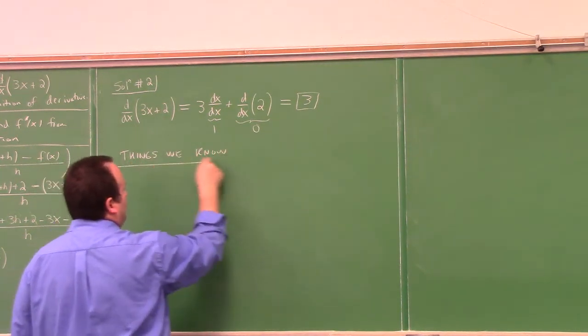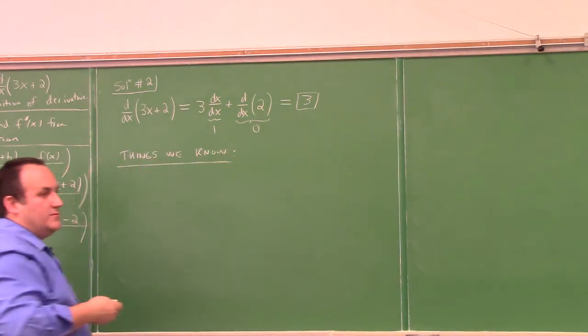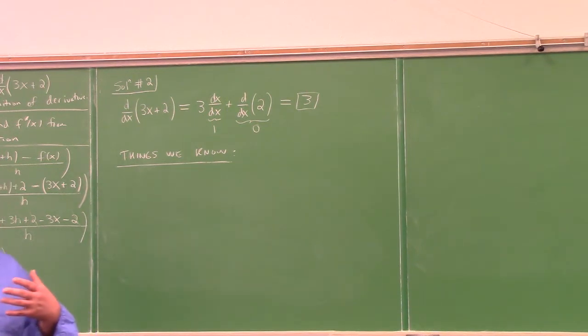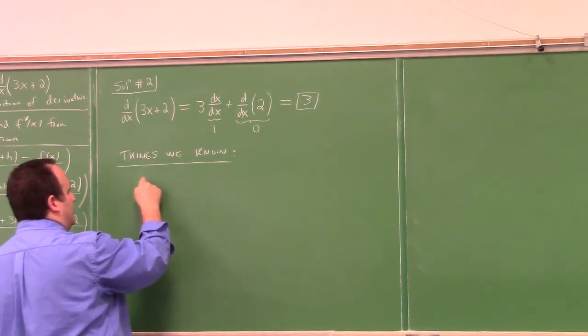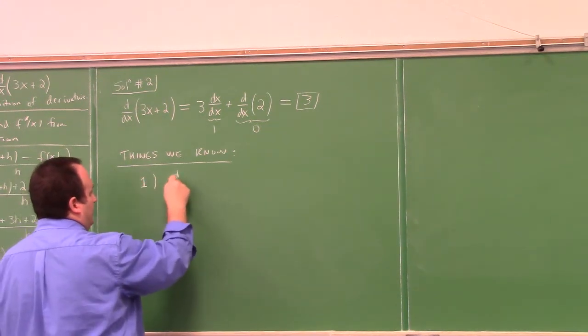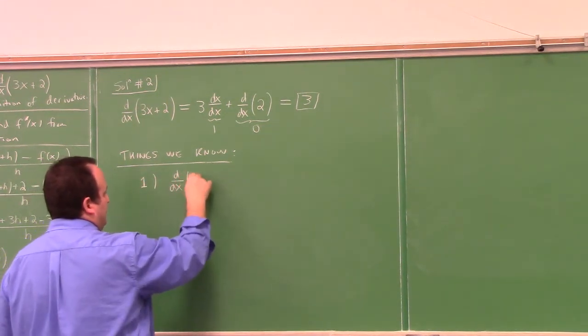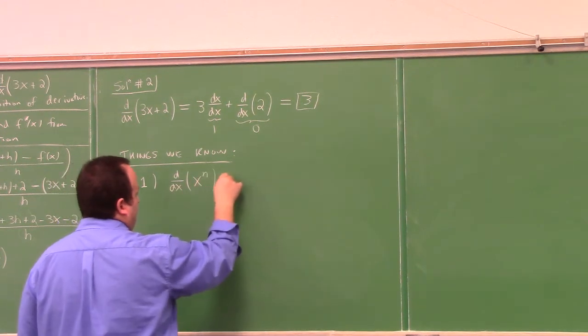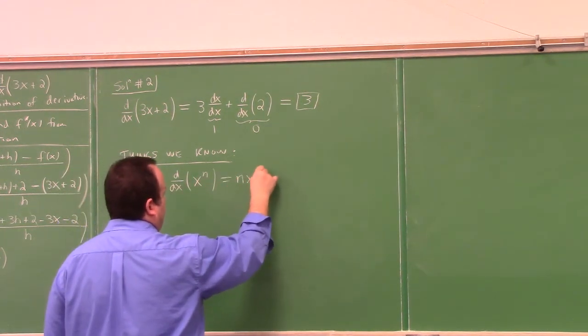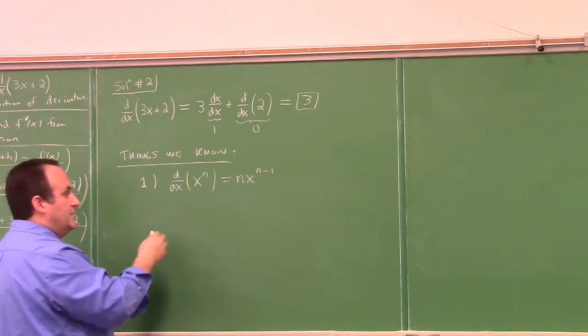Suppose for a moment that we're not bound by the instructions to calculate from the definition. Suppose I take the gloves off and you're allowed to use the tools that we have developed. What tools have we developed? Number 1, the derivative with respect to x of x to the power n is n times x to the n minus 1, right? So we have that to work with. Great.